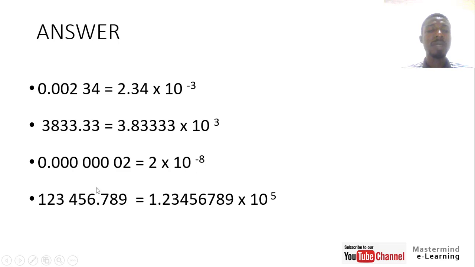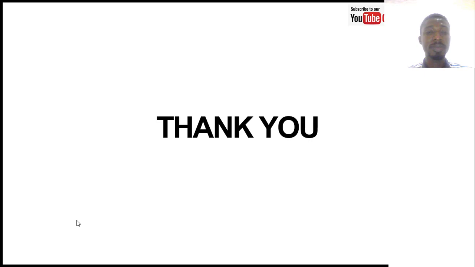Here we have to move the decimal point to the left 5 times. So we have 1.2345678 times 10 to the power 5.